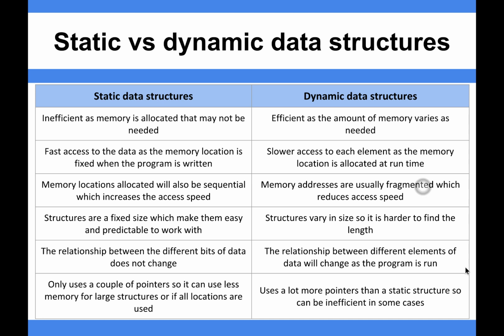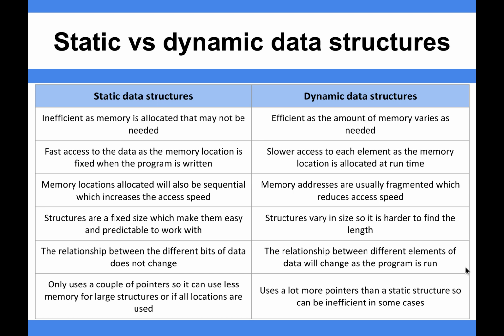Memory addresses are usually fragmented, which reduces access speed. So think of, let's say they're stored on a magnetic hard drive, they could be on different platters, or rather, they won't typically be, they'll be in RAM. Sorry, if they're in RAM, they could be in different sections of RAM, which again reduces access speed when compared to if they're in sequential locations.